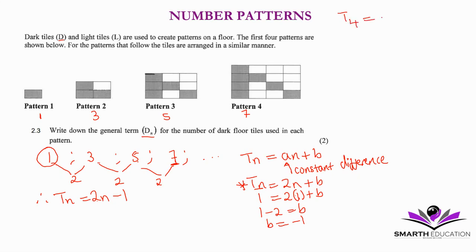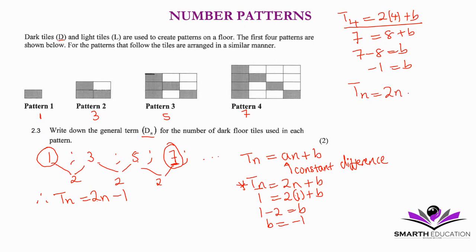T4 is equal to 2 times 4 plus b, and then T4 is what? Term number 4 is 7. So we put 7 there. 7 is equal to 8 plus b. Then 7 minus 8 is equal to b. Negative 1 is equal to b. Do you see that we're getting the same thing? And then we put the things back into the formula. Tn is equal to 2n minus 1.